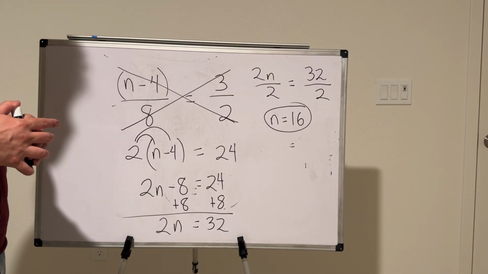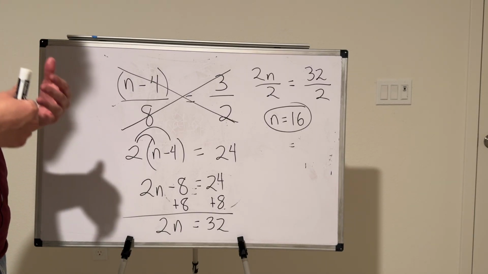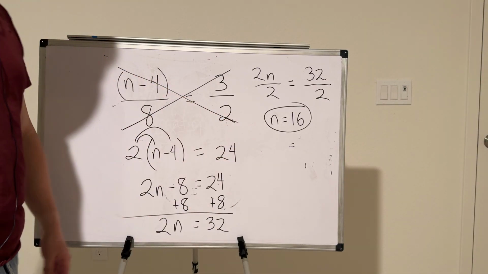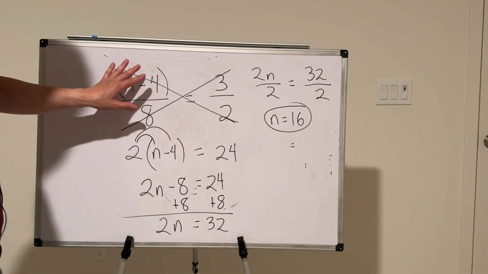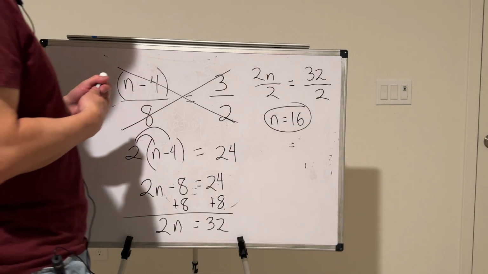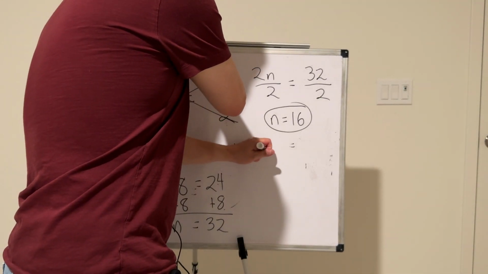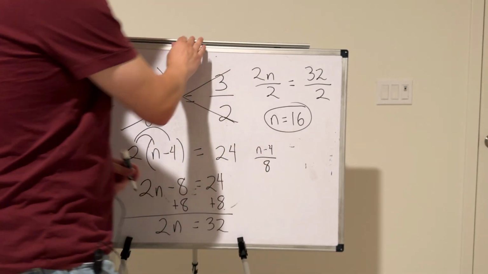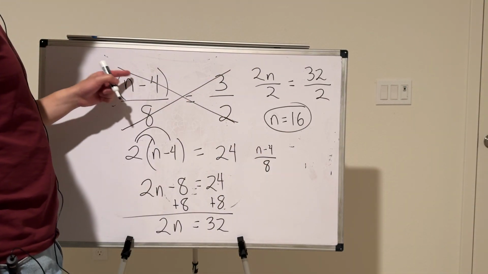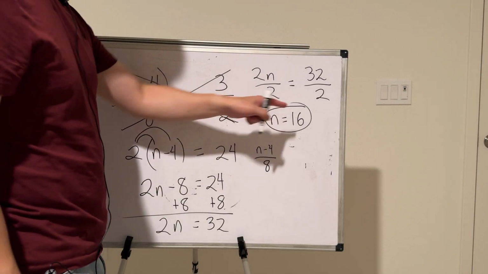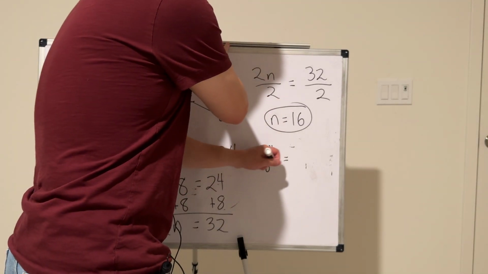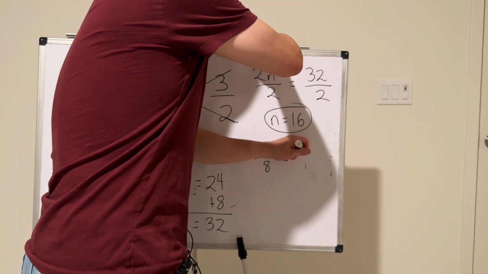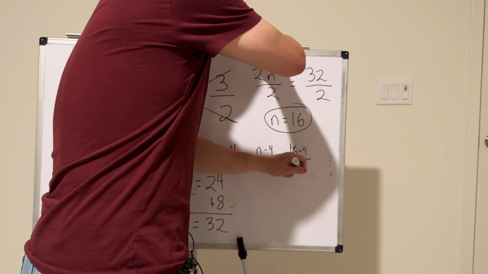Now, what I want to do is check to make sure that this is a true proportion, that I solved for the correct value of n. So if I go back to my original expression, n minus 4 over 8, if I put 16 in it, will be 16 minus 4 over 8.